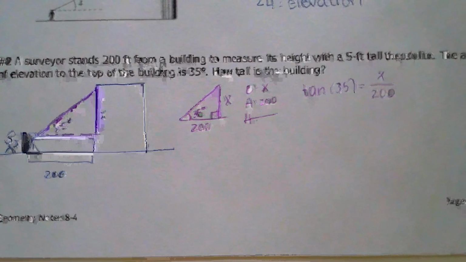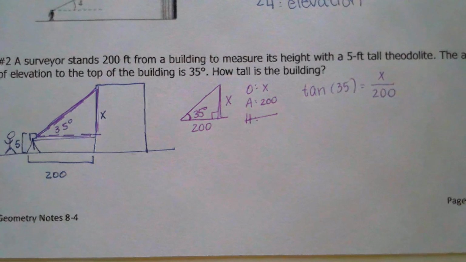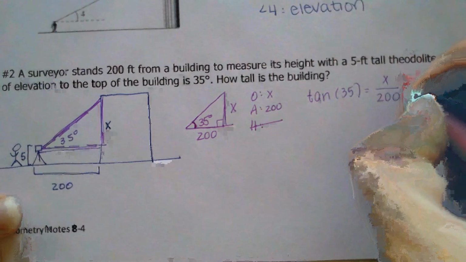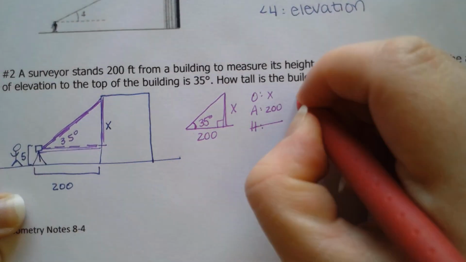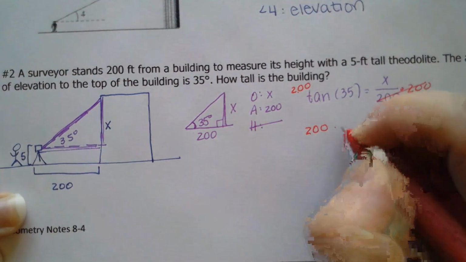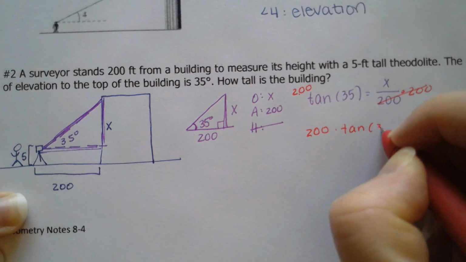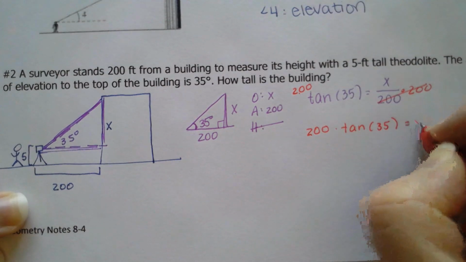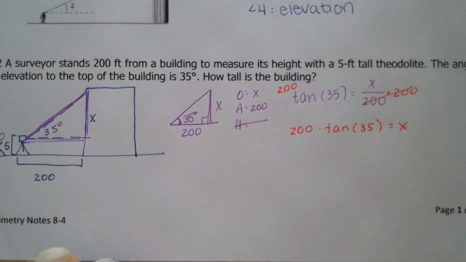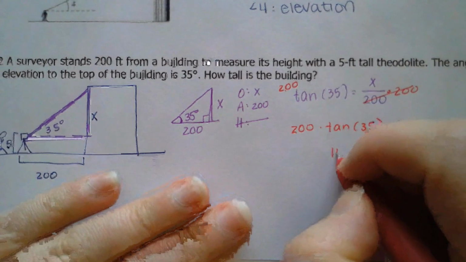Okay, using that, we now have an equation to help us solve for X. So you would go ahead and solve this the way that we practiced in our last lesson by multiplying by 200 on both sides. So whatever 200 times tangent of 35 is, will be our X. You have to use your calculator for this bit, but you're going to get about 140 feet.